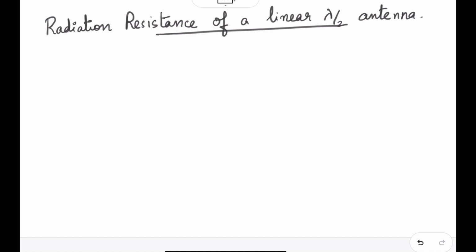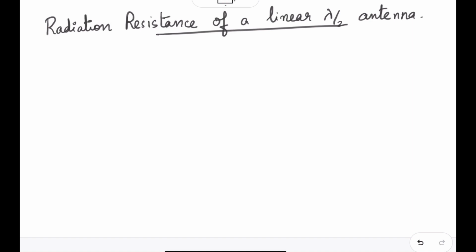So usually in order to find out the radiation resistance, first you have to find out the power radiated by an antenna and equate it equal to I naught by root 2 the whole square into R. So R is the radiation resistance of the antenna.